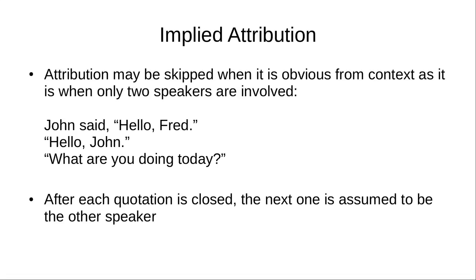The second line is clearly not John talking. What he said has ended. You had the closing quote. So now you've got another bit of dialogue, and this is Fred saying it. And then his dialogue ends with a closing quote. The next line is John asking a question.